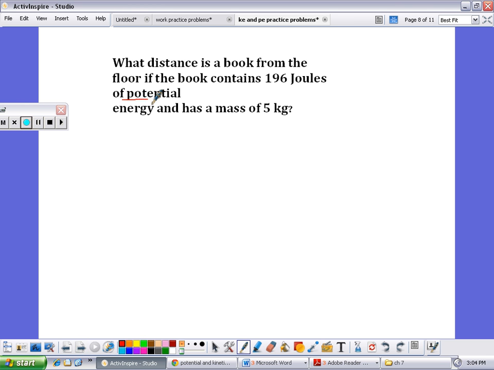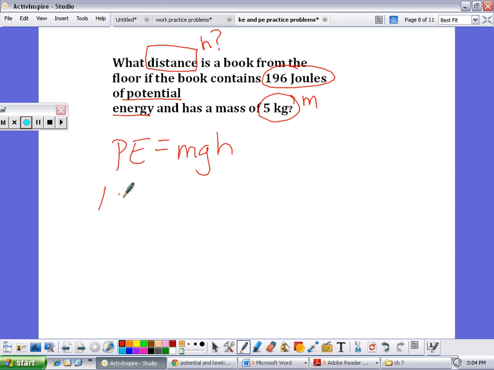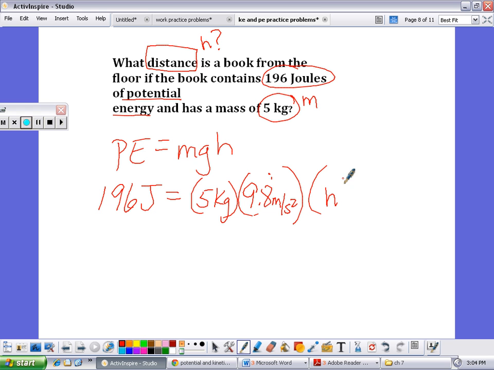Okay. So here it gives you potential energy, it gives you mass, and it says what distance is the book from the floor. So this is h, and this is what we're looking for. So since it tells us potential energy, we know that potential energy is the equation we're going to use. So we plug in 196 joules for our potential energy, our mass of 5 kilograms, our gravity of 9.8 meters per second squared because that's what's given, and then our variable of h because this is what we're looking for.